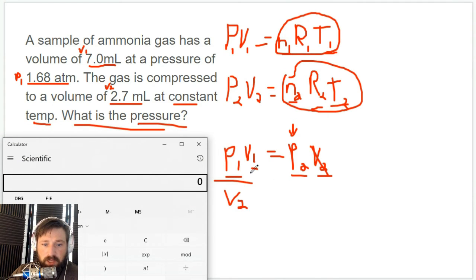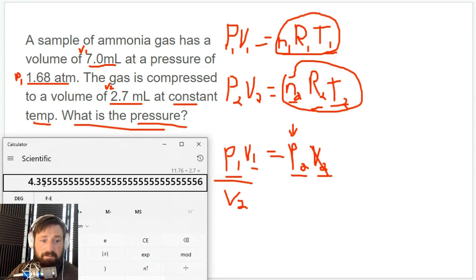So it's a matter of plugging and chugging. P1 is 1.68 times volume 1, which is 7, and then that divided by the 2.7, the new volume. And that's going to lead us to a pressure of 4.35 repeating atmospheres. Now, does that make sense?